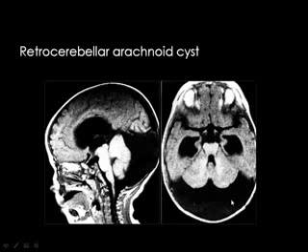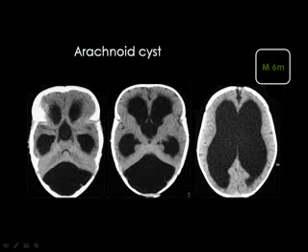Then behind the cerebellum, an arachnoid cyst may be present. In this case, the arachnoid cyst will compress the cerebellum. It will compress also the fourth ventricle, resulting in supratentorial hydrocephalic changes. But the vermis is okay, and the cerebellum is okay. This is the difference from the Dandy-Walker condition. And this is a case of arachnoid cyst in the posterior fossa, where you can see a posterior fossa cyst which is compressing the cerebellum and the fourth ventricle.